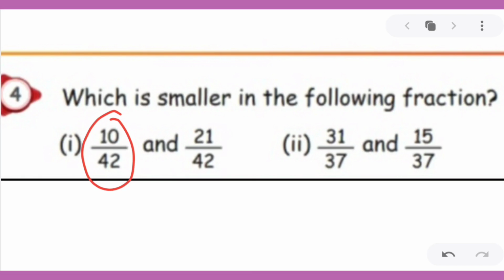Next one, 31 divided by 37 and 15 divided by 37. The denominators are the same. See the numerators 31 and 15. 31 is the bigger value, 15 is the smaller value. In this question we have to find the smaller value. So the answer is 15 divided by 37.